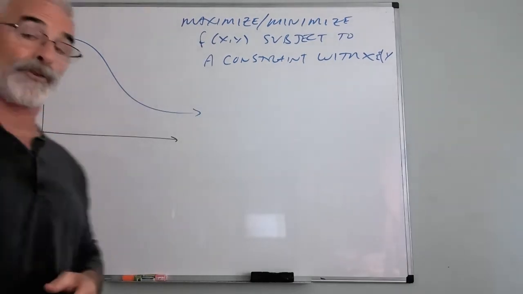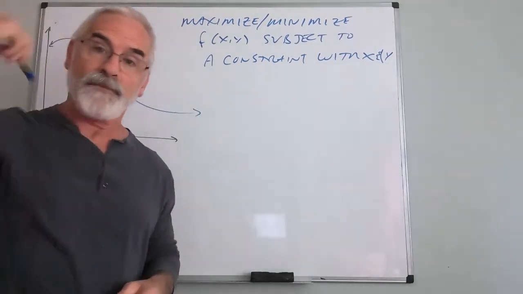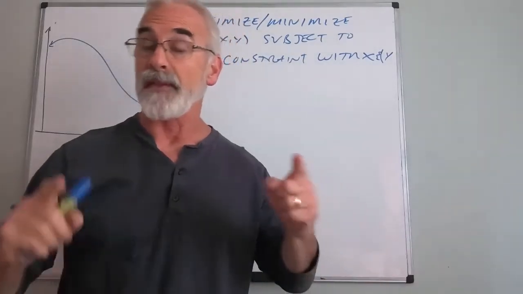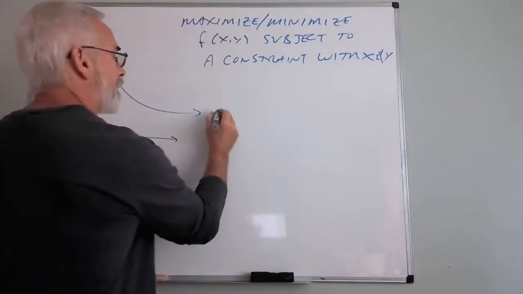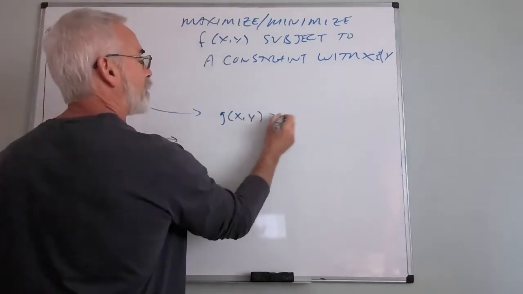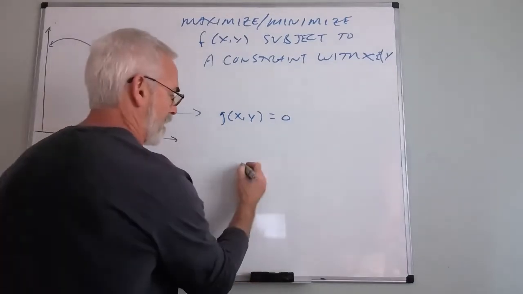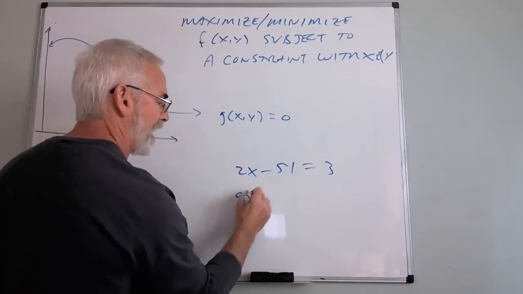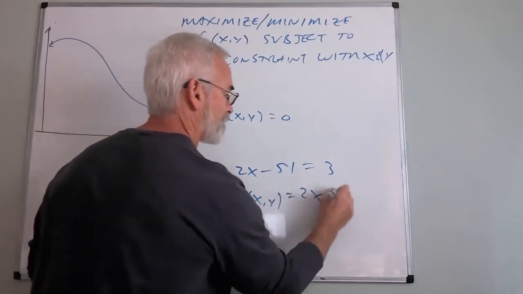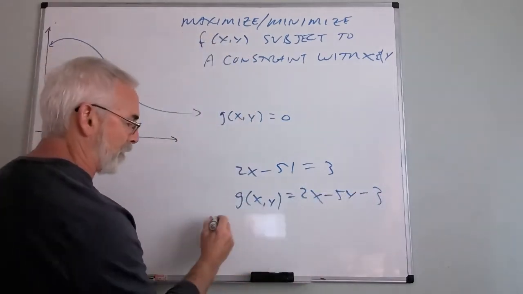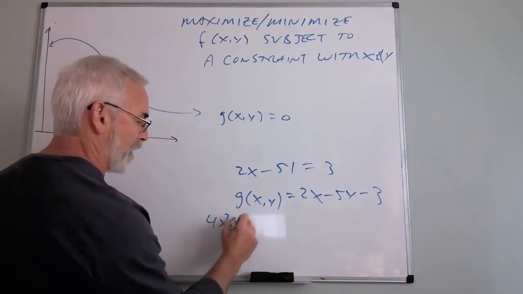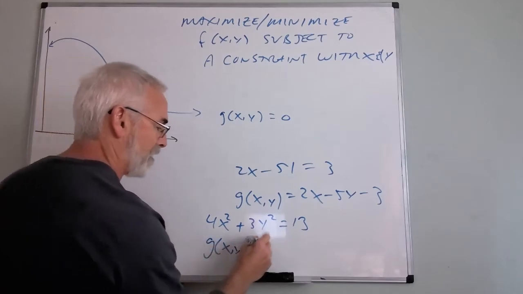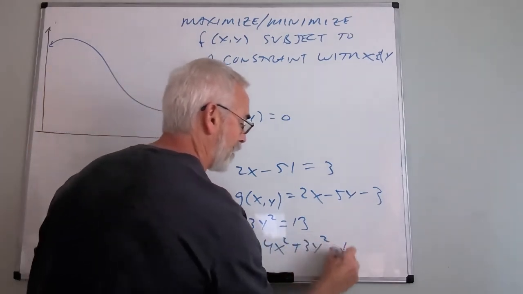This is the constraint. Now, as we already know, whenever I have a constraint with x and y, I can make everything on the same side of the equation, set it equal to 0, and then I can make it a 2-variable problem. So this constraint's going to be g of x, y equals 0. In other words, my constraint might have been, you have to be on the line 2x minus 5y equals 3. Well, if that were the case, then I would make my g of x, y 2x minus 5y minus 3. My constraint might be you have to be on the ellipse 4x squared plus 3y squared equals 13. In which case I would make my g of x, y 4x squared plus 3y squared minus 13.